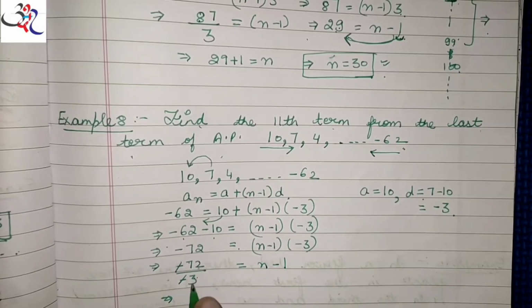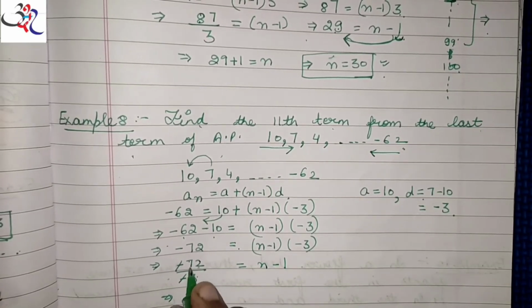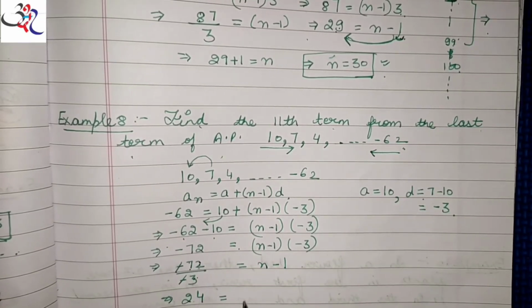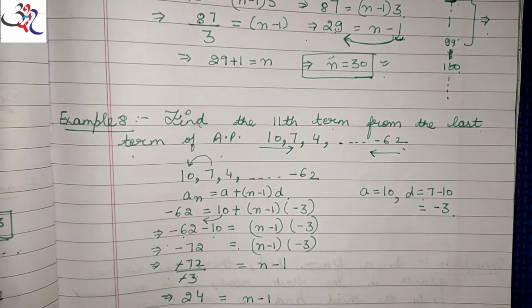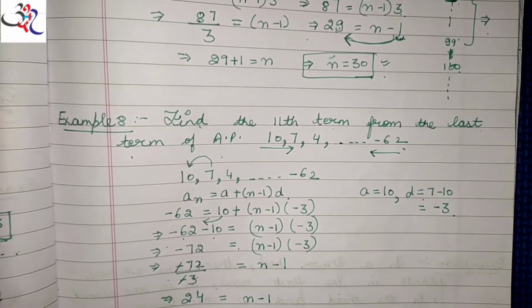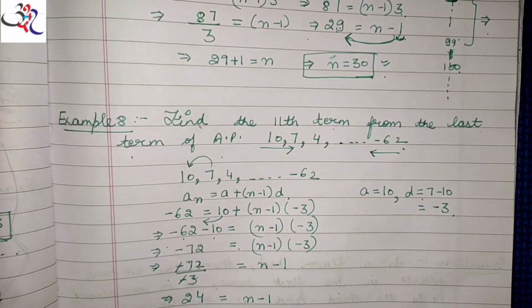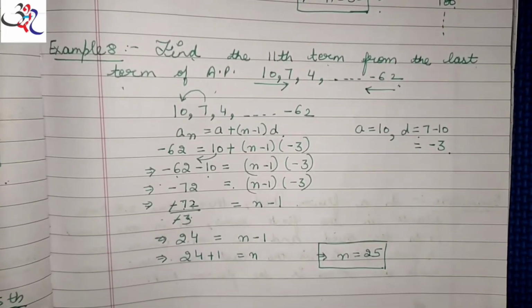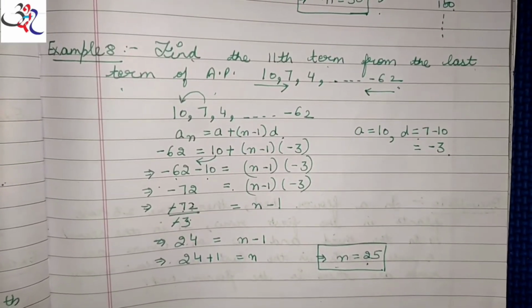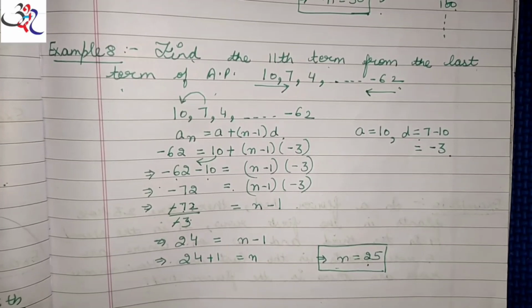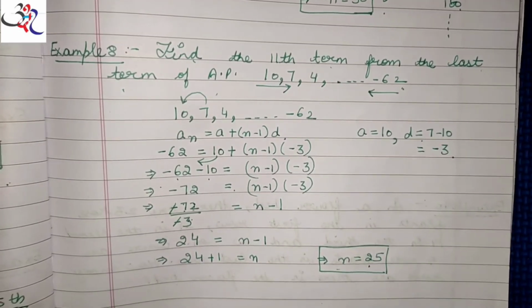So my answer will be what? If I divide this value, 3 2s are 6, carry 1, 3 4s are 12. So n minus 1 will become 24, plus 1 will become n. So n is equal to 25. So the total number of terms in this AP is 25, but we have to find the term from the last, the 11th term from the last.